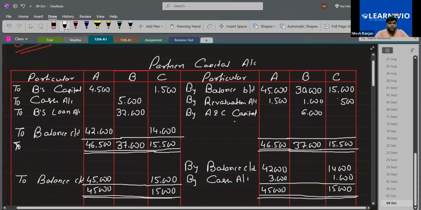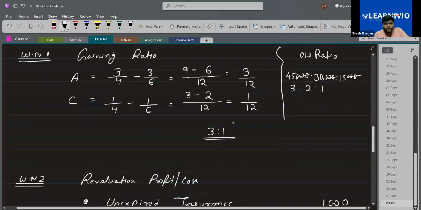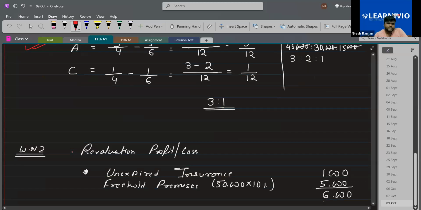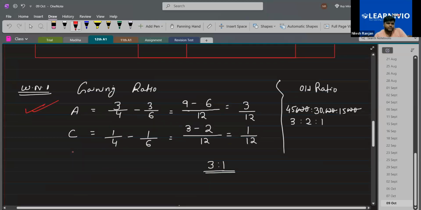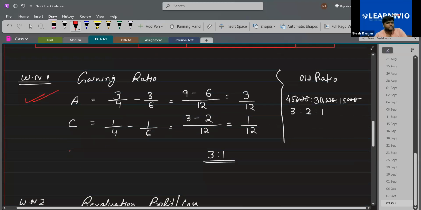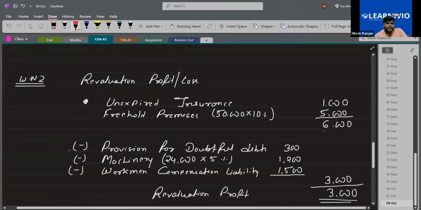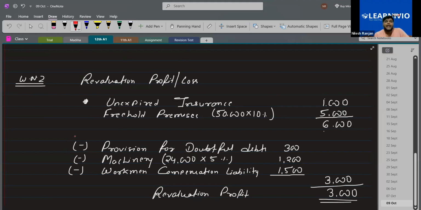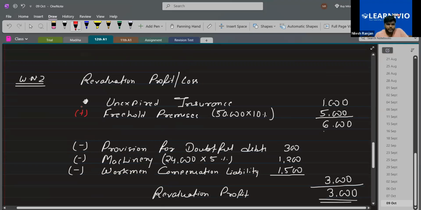Because the first time I was solving the question. First of all, I have calculated gaining ratio. I don't think there is any confusion in gaining ratio. Yes or no? No confusion. Okay. Revaluation profit and loss. I can prepare the revaluation account for calculation of profit or loss, or I can prepare any statement. So these two were to be added.